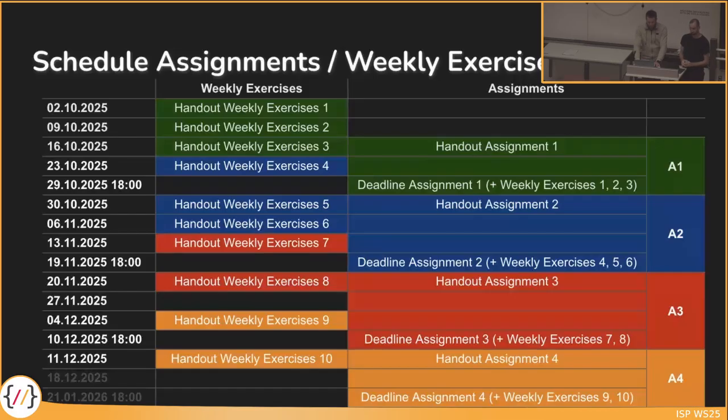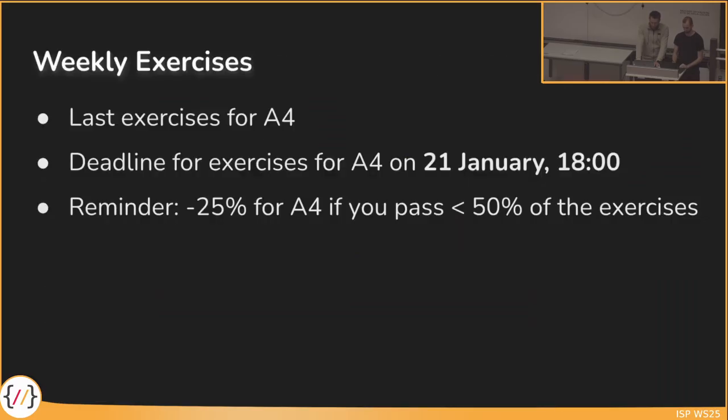So today we hand out the weekly exercises 10 that are related to assignment 4, with the same deadline as assignment 4 and exercise 9, on 21st January. So still a bit of time until then. And the reminder again that you have to pass at least 50% of the exercises to avoid point deductions for A4.